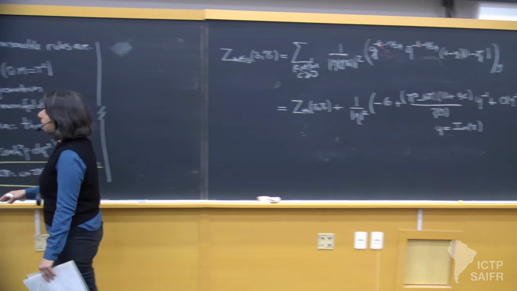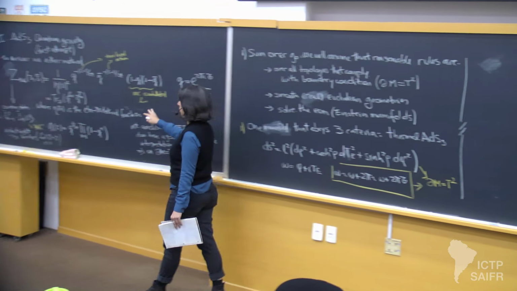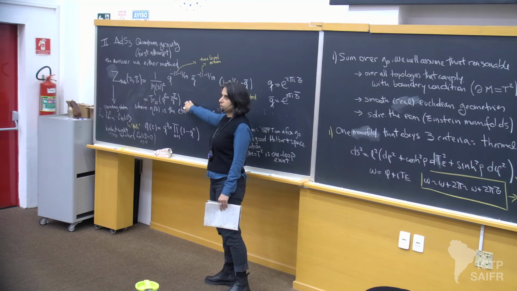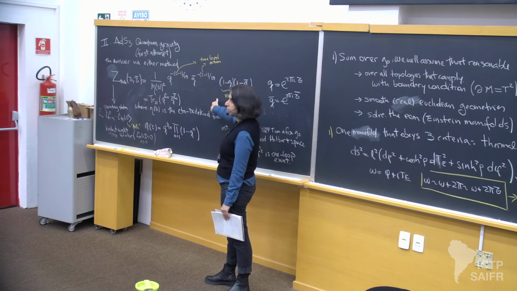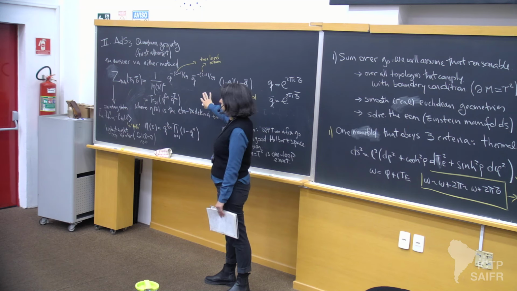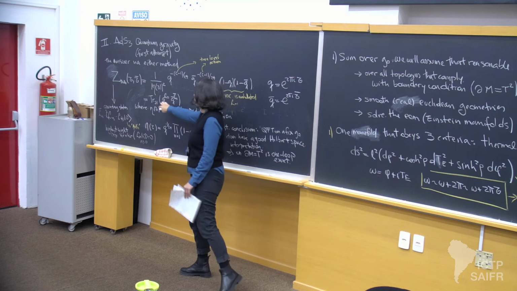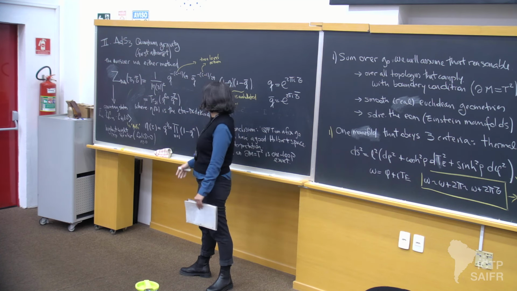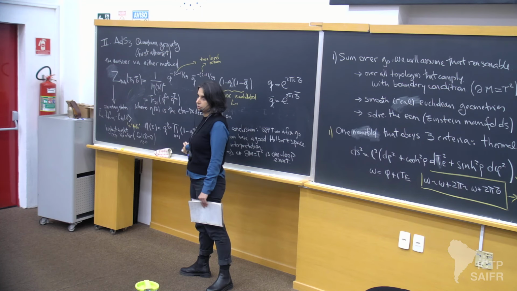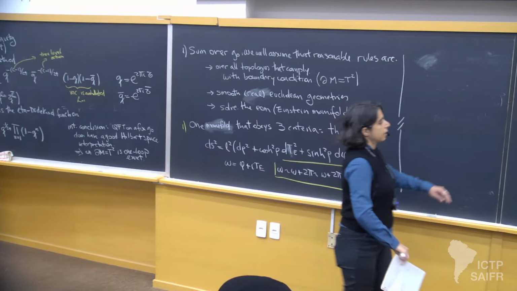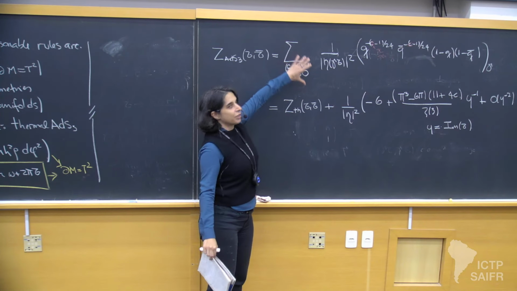So this function by itself, there is a small Q expansion. If you write it as a trace, it has a series expansion in Q. So this itself is not divergent. There's no issue here. By this I mean you can write it in terms of a series expansion, and this is a perfectly fine function. The thing that is problematic is that the range of this sum is infinite.